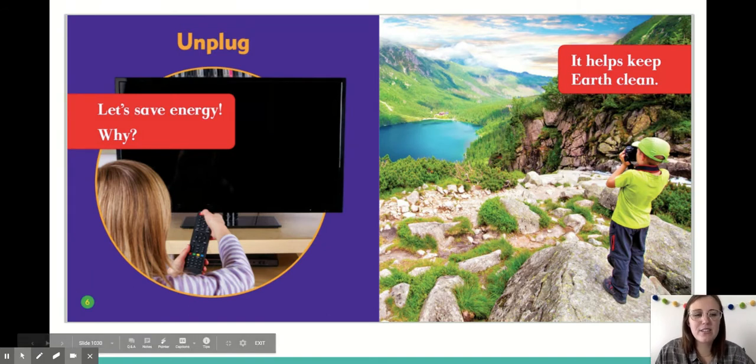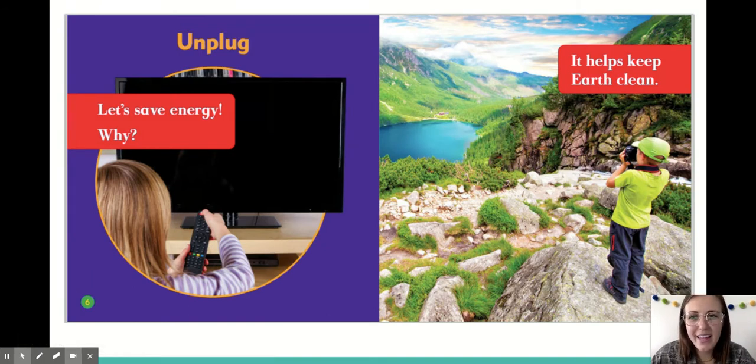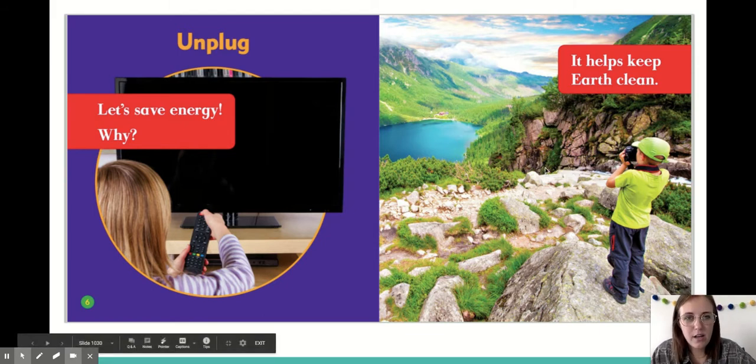The first chapter is called Unplug. Let's save energy. Why? It helps keep Earth clean. Notice that there are real pictures of a real child in a mountain and a real child turning off their TV.